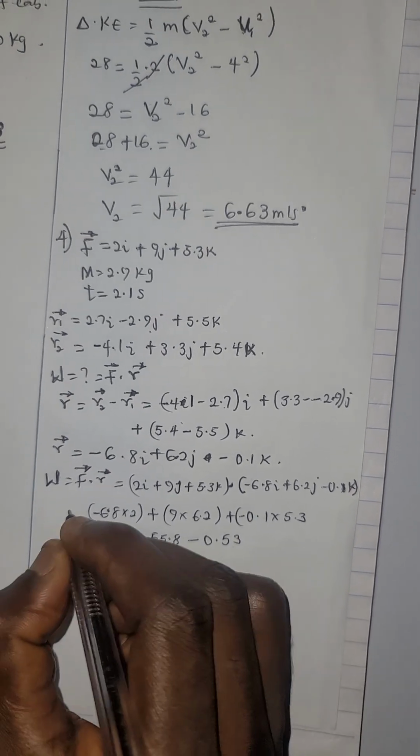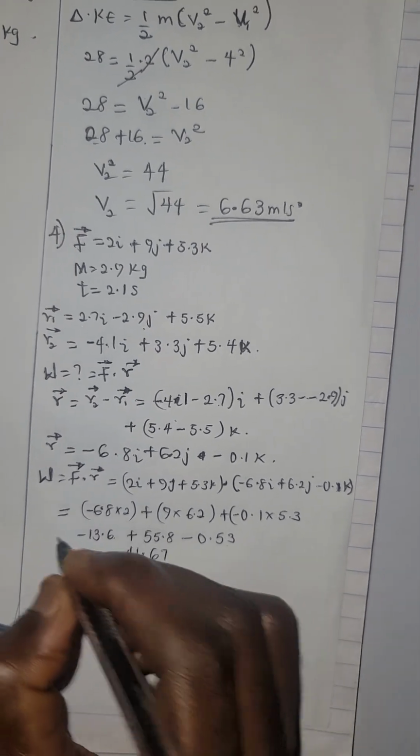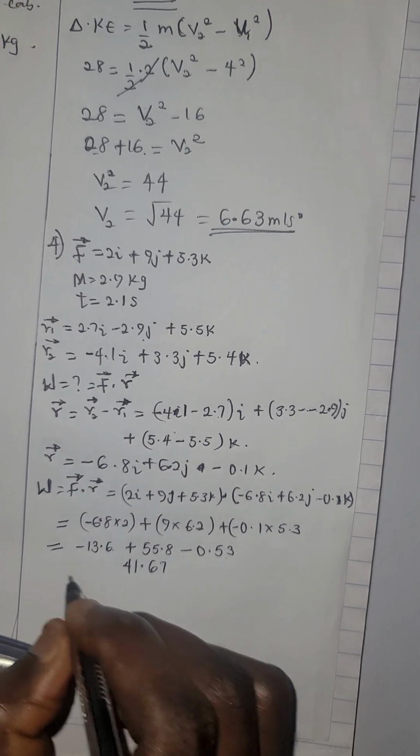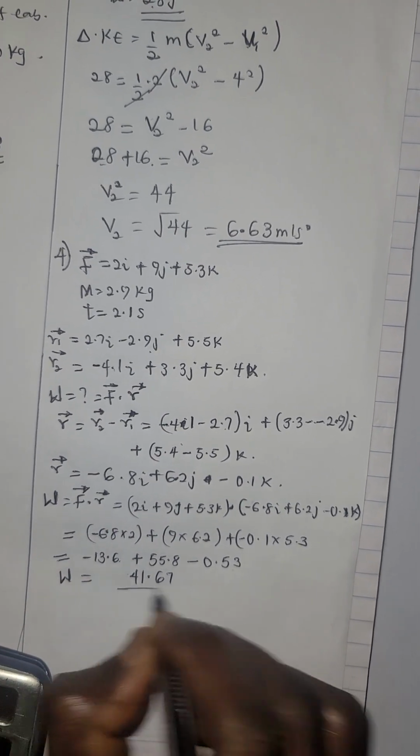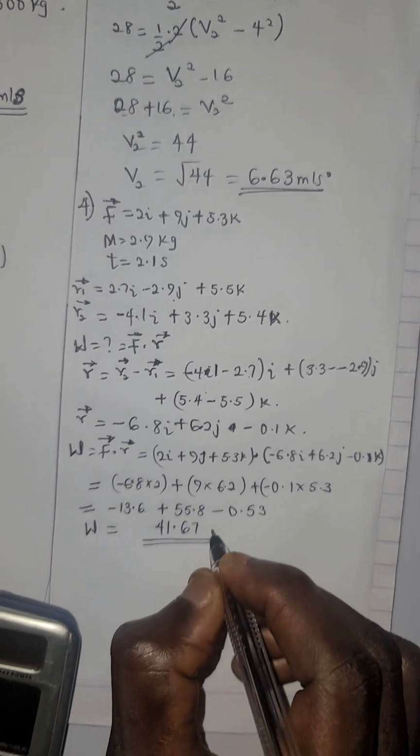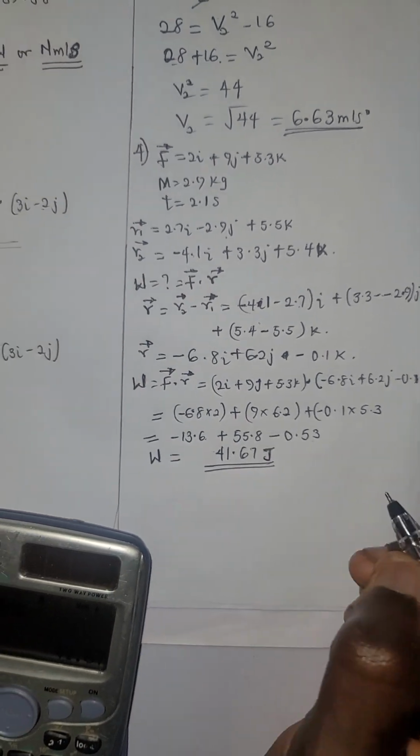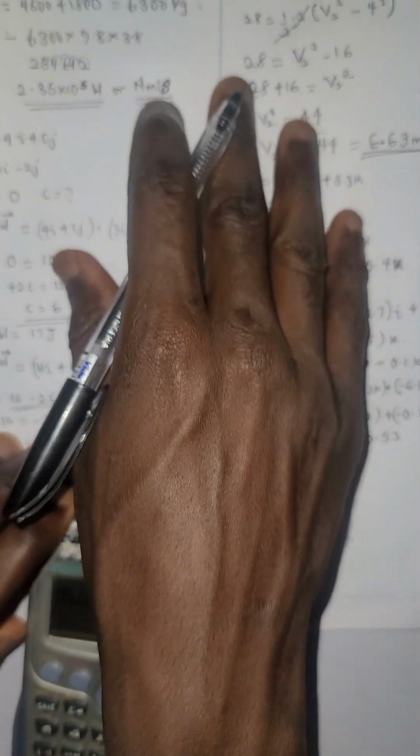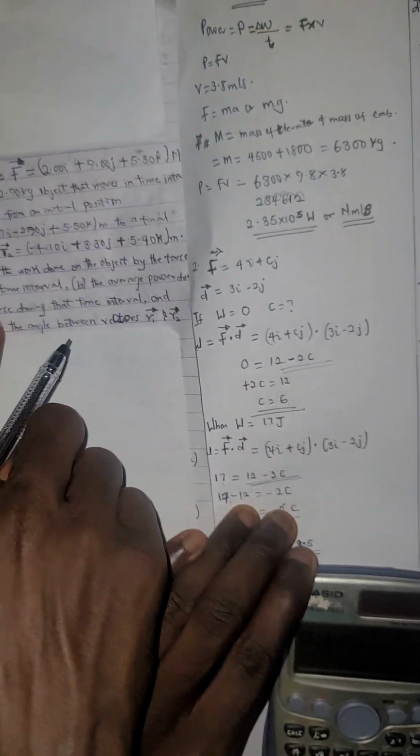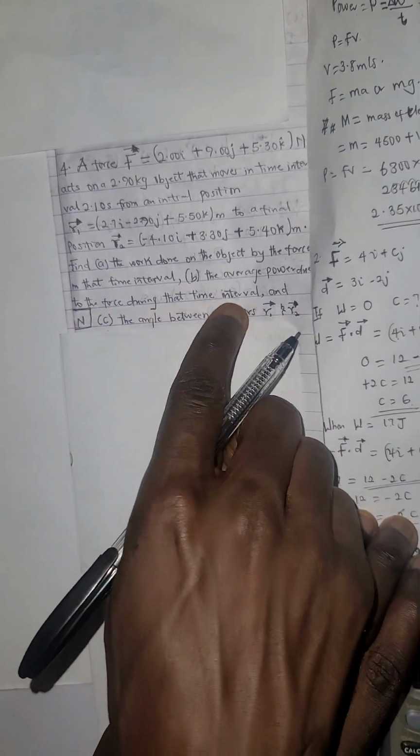W is what? So now W equals this. What's the unit of work done? Joule. So I think we are done with this. The second question, they said we calculate the average power due to the force during that time interval.